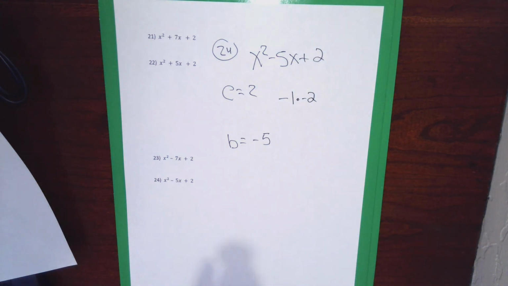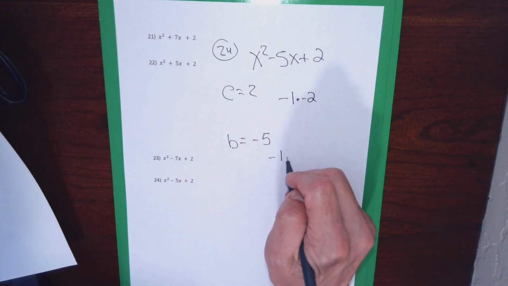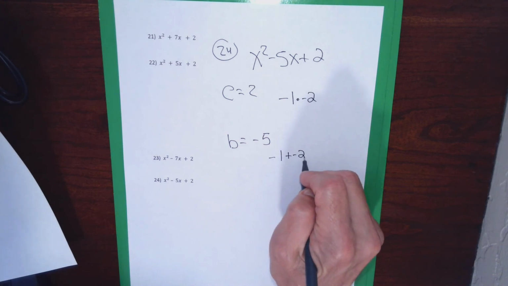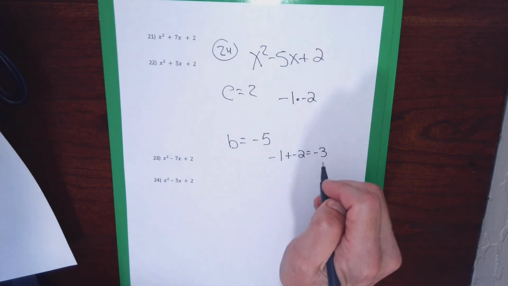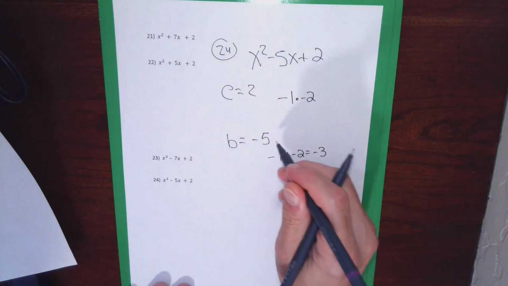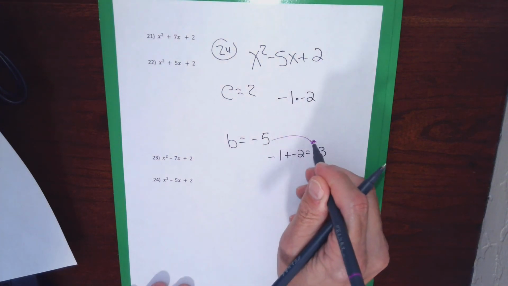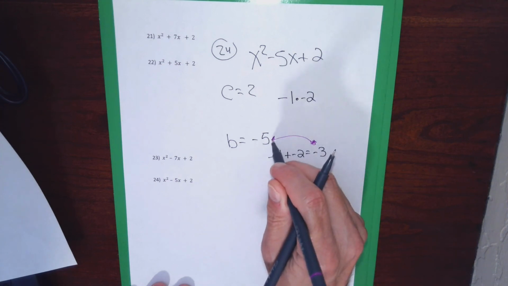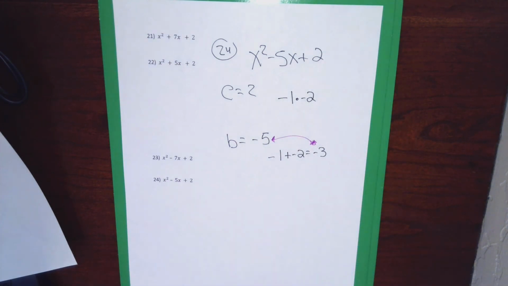Since 2 is a prime number, I have really limited choices. Negative 1 times negative 2 are the only numbers that are double negative that multiply out to positive 2. So let me go down to the next step and start adding these up. Negative 1 plus negative 2 adds to negative 3. I don't have any more choices, and I'm trying to get a negative 5. My goal is to always get that b.